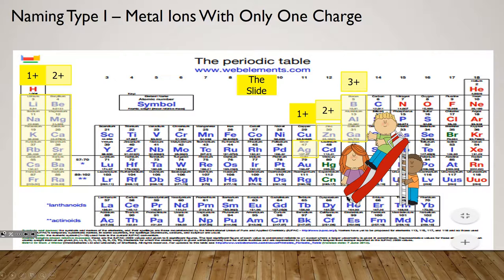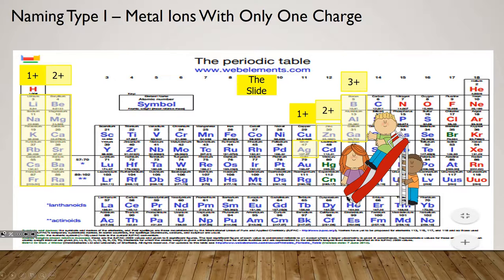So these are metal ions that just have 1 charge. And on this slide, that's boron, aluminum, gallium, then zinc, and silver. You can sort of see it's like a slide. 3, 3, 3, 2, 1. You can think of the slide at the first being very steep and then sort of fades out. Okay? Have we got those down?